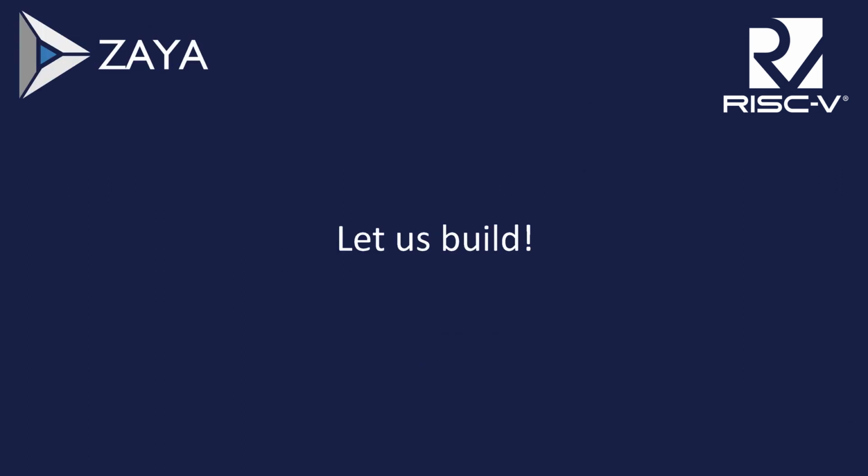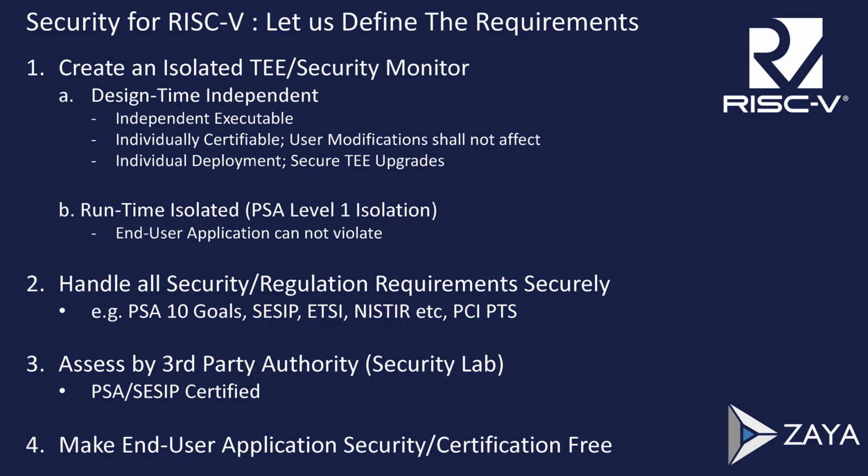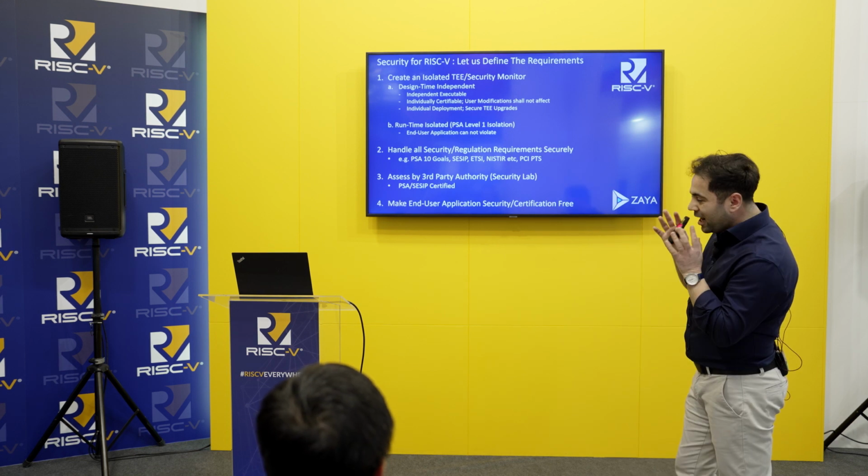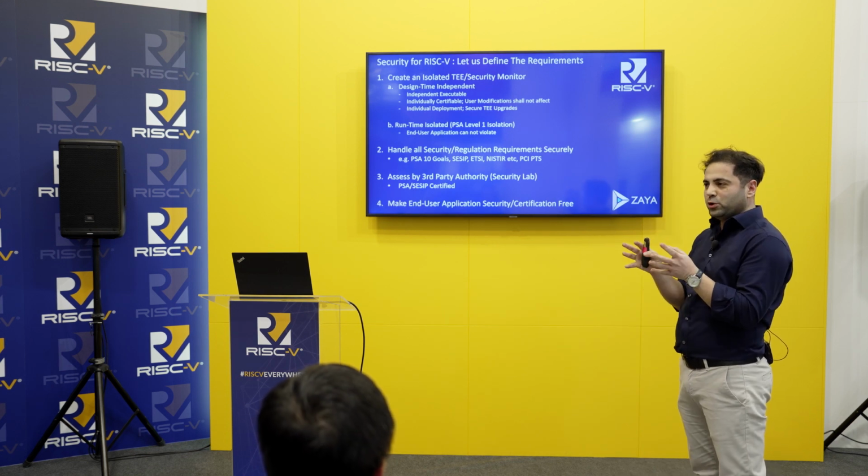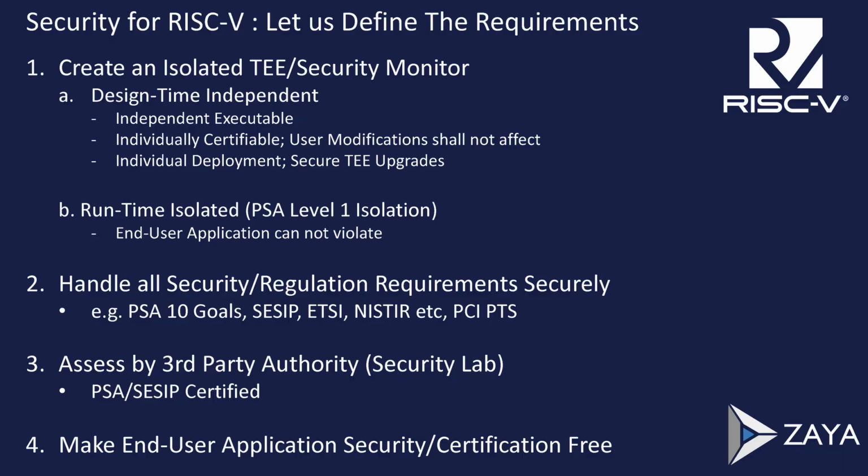So after this small introduction, let's build together how we can create a secure and rich system. Sorry, there is a lot of text here, but let's have a look. First of all, if you are trying to create a security solution, first we have to protect the security solution itself before protecting the whole product. So we need to create an isolated space for the secure or critical operations. We can call it a trusted execution environment or security monitor.